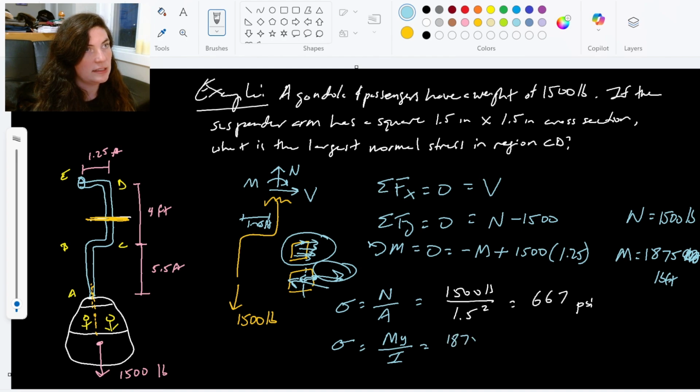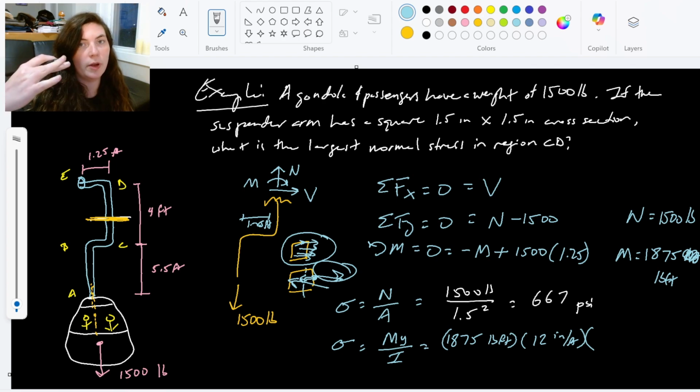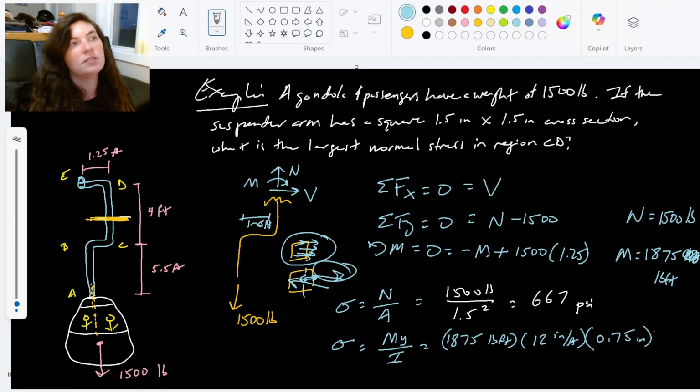It's going to be 1875 pound-feet. Let's do a quick little conversion to inches, 12 inches per foot. And now I need a Y value. So again, that Y value, that's your distance from the centroid to your point of interest. Or if you're looking for a maximum, it's distance from the centroid to the outer edge, which usually is just the centroid. So here our cross section is 1.5 inches. So that's 0.75 inches. 0.75 inches for our Y value.